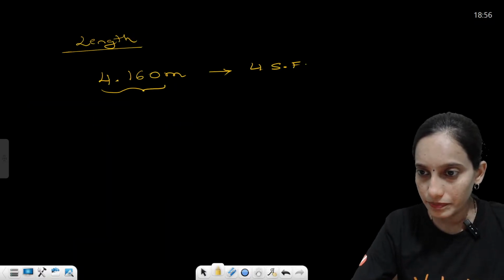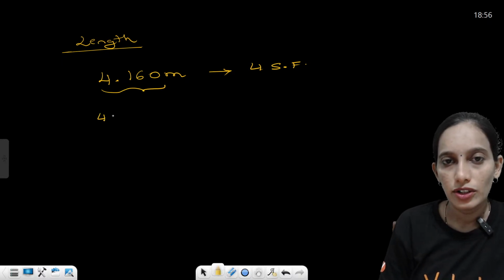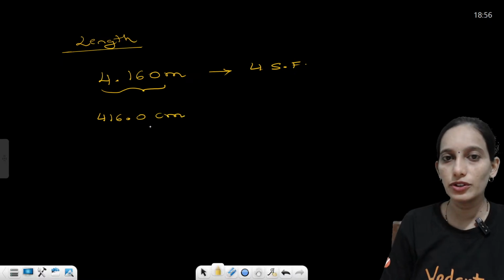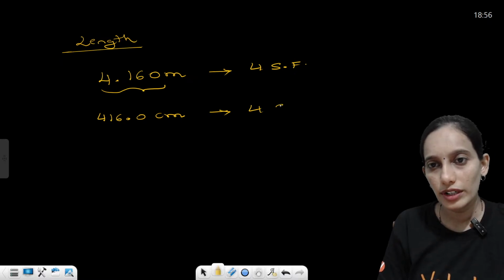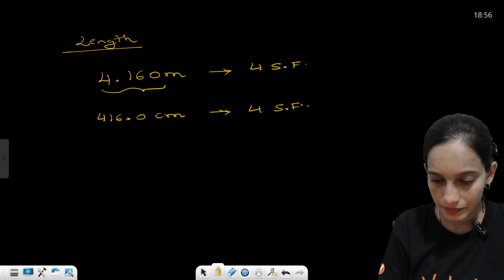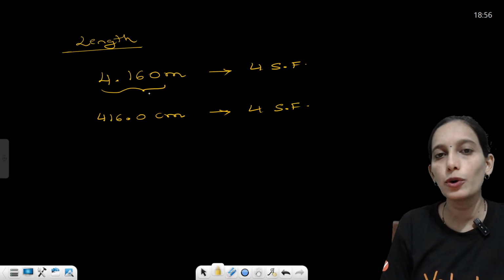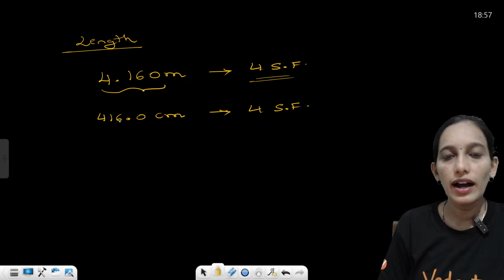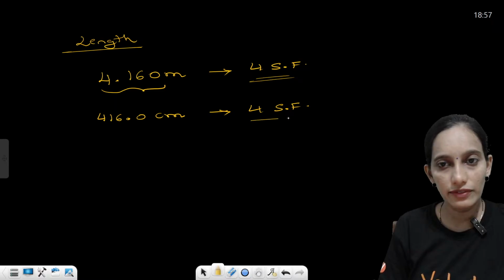So here, if we write this in centimeters, what happens? It becomes 416.0 centimeters. Do you agree? And what is the number of significant figures? Still it is 4 only. We measured the length as 4.160 meters and 4 significant figures are there, no doubt. Now I have converted it into centimeters, and still I am getting 4 significant figures.